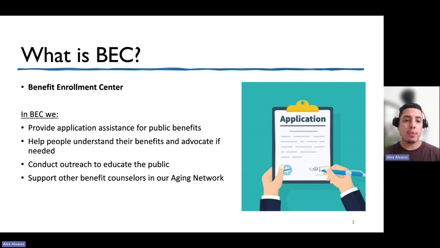A very important one that we do here is conducting outreach. So normally we would go out to senior fairs or libraries or YMCAs, and we do this to educate our seniors. A lot of these benefits are unfortunately underutilized, so we do want to make sure that they know that these are out there, readily available, and share any kind of income limits or any other kind of requirements with them so they know what's out there for them. And then one last thing we do here is support other benefit counselors within our aging network.